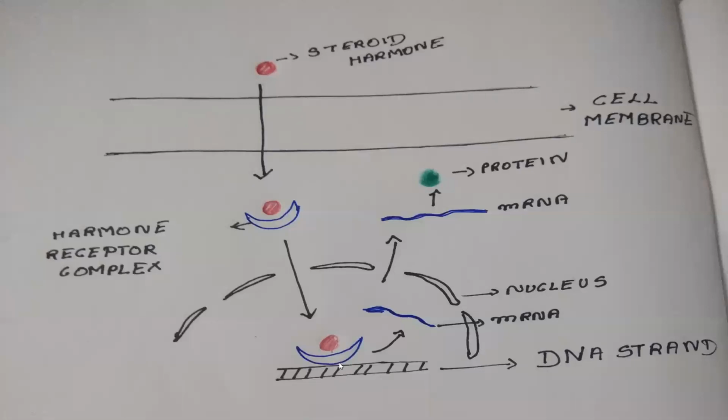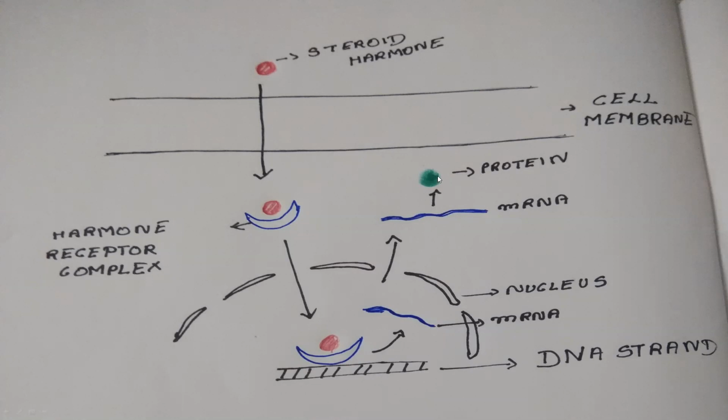After binding to the DNA, mRNA is formed. The mRNA synthesized in the nucleus leaves the nucleus and enters the cytoplasm, where it is translated to the desired protein. The green color you can see there is the protein. So this is the mechanism of action of estrogen. After the formation of the desired protein, the particular desired effect occurs in the body. These are what we call genomic effects.